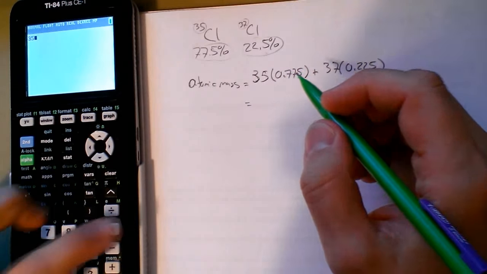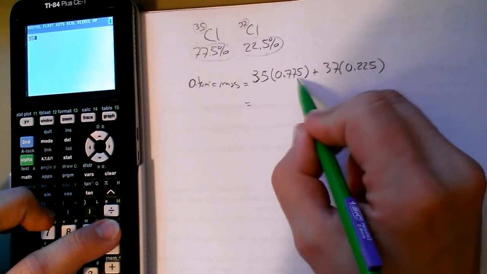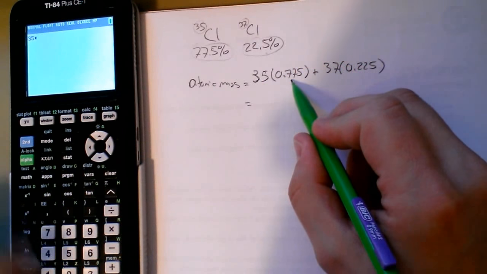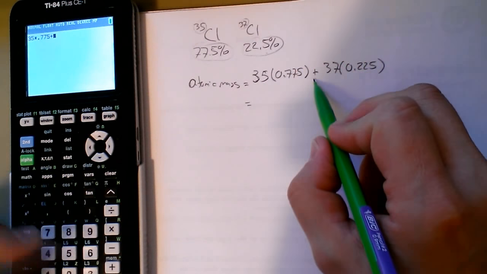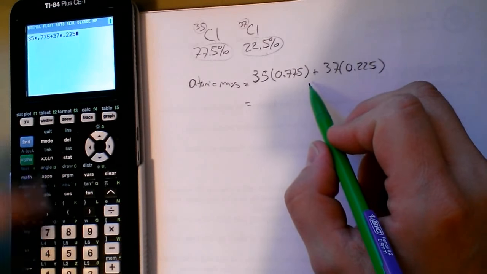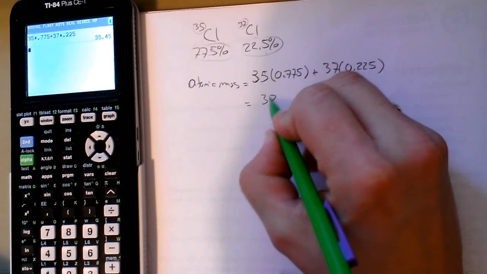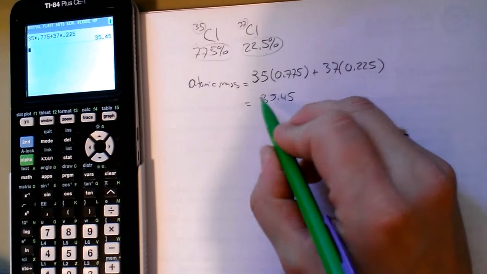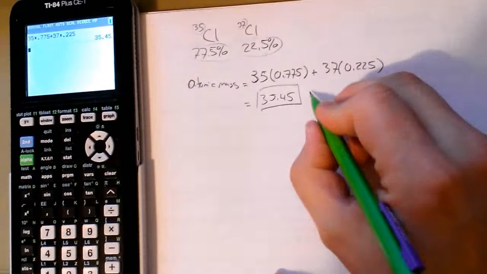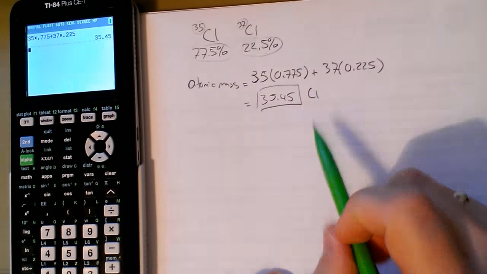I'm going to do this all in one swoop. I'm not going to do these calculations separately. I'm going to do it all together: 35 times 0.775 plus 37 times 0.225. Double check my numbers are correct and hit equals. I get 35.45. So the atomic mass for chlorine is 35.45.